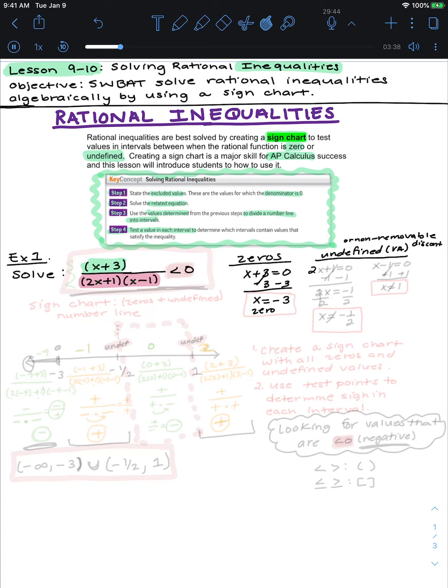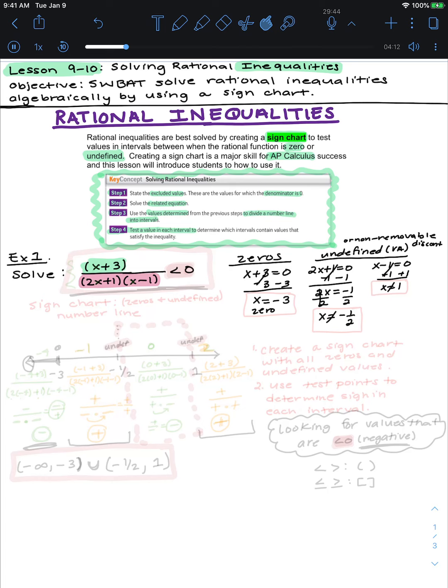So we're going to go ahead and set 2x plus 1 equal to 0. I'll subtract the 1. 2x is going to equal negative 1, divided by 2. x is going to equal negative 1/2. Okay, and that right there is my undefined value, my non-removable discontinuity. And so now we get x minus 1 equal to 0. I add the 1. x is going to equal positive 1. Okay, so another undefined value.